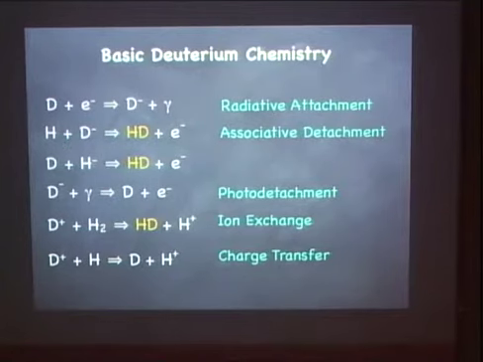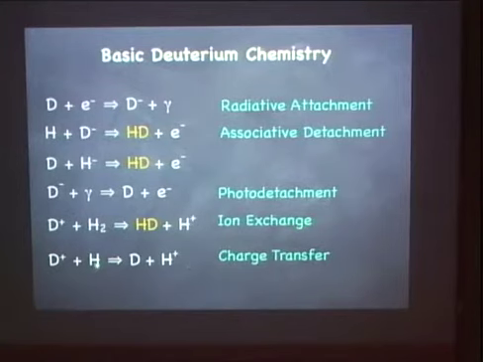Well, we saw Daniel's talk earlier, and found out that actually these are not the important ways to make HD. In fact, the dominant way to make HD is through this ion exchange channel: D plus with H2 makes HD. That turns out to be far more important. But anyway, the D minus could also be removed by photon attachment, and this channel is also suppressed by the charge exchange reaction D plus plus H, which removes some of the D plus.